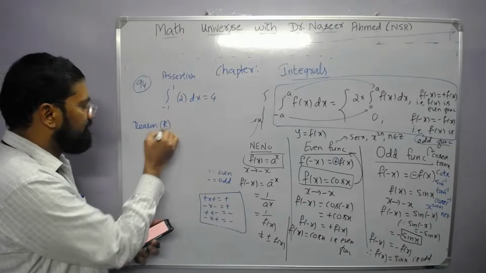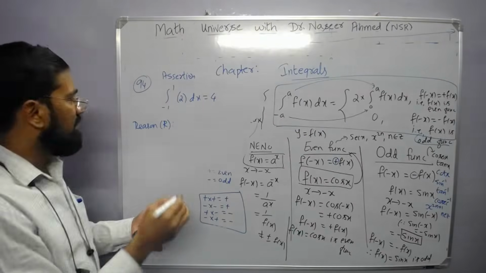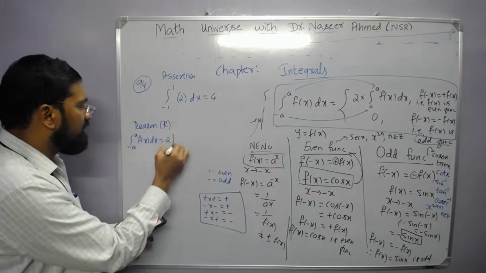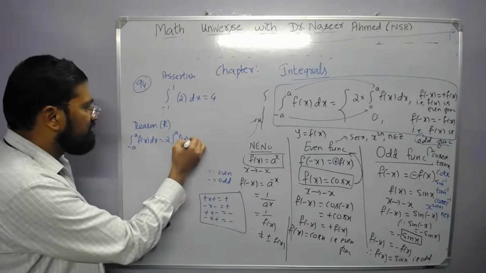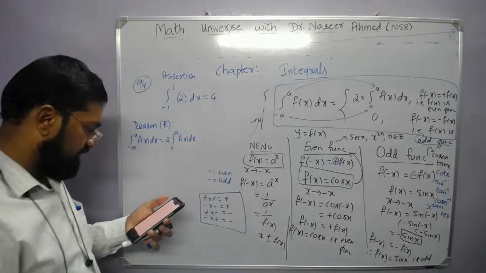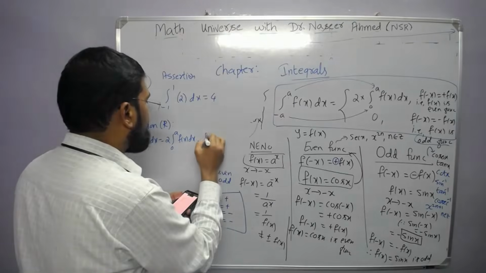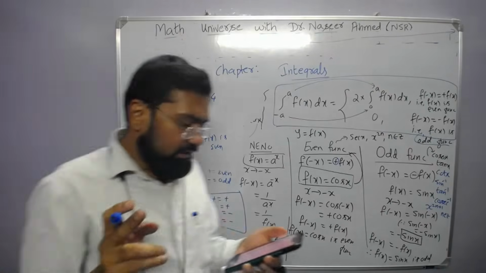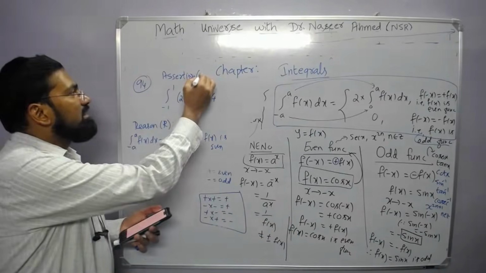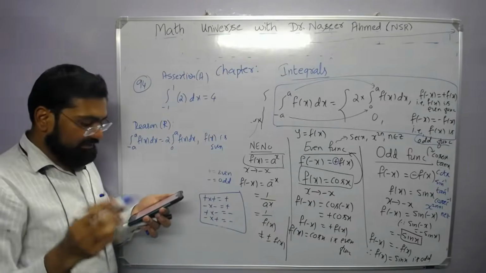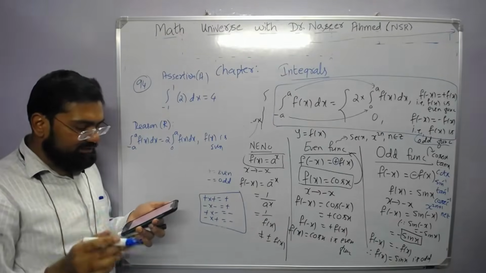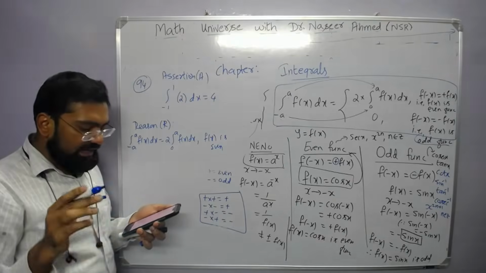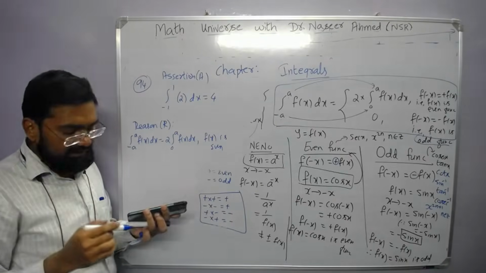And the reason R is: integral from -a to +a of f of x with respect to x is 2 times the integral from 0 to a of f of x with respect to x, provided f of x is an even function. Then the options: the assertion they have taken as A and the reason as R. Option A, A is false and R is true. Option B, A is true and R is false. Option C, A is true and R is false. Option D, A is false and R is false. That's what they are saying.